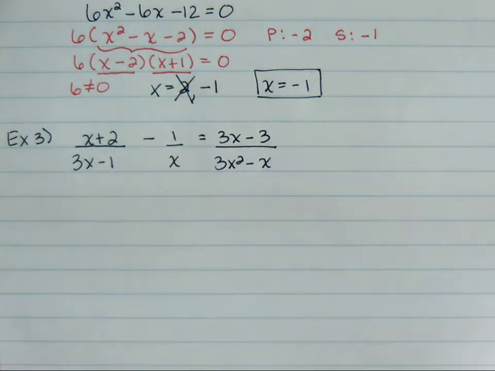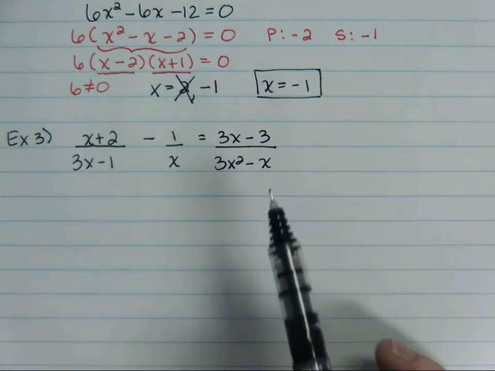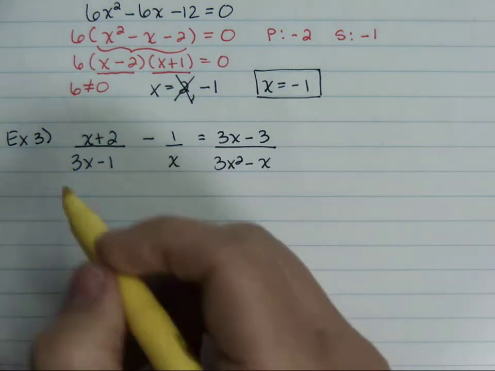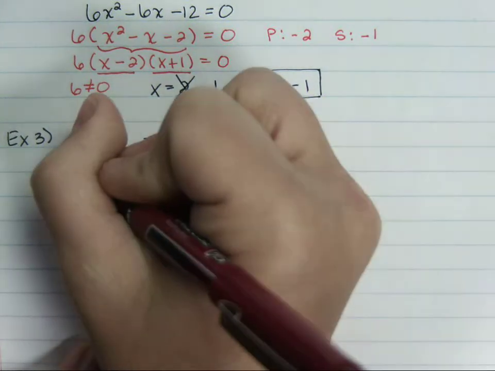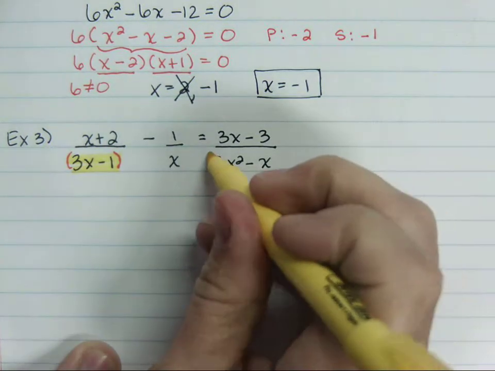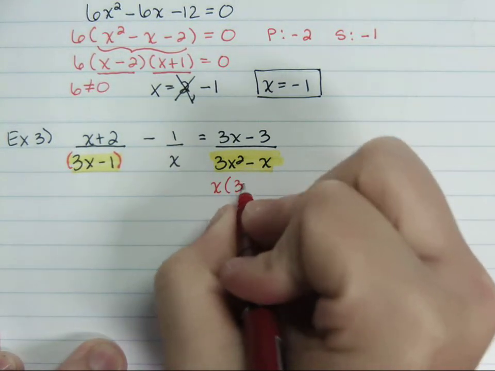So we have x plus 2 over 3x minus 1, minus 1 over x, and that's going to be equal to 3x minus 3 over 3x minus x. Now, this denominator right here can't be factored any further. So this is a binomial factor. I'm going to need to leave it alone. Can't do anything with the x, but I do need to check this binomial over here, because this binomial does have an x in common.